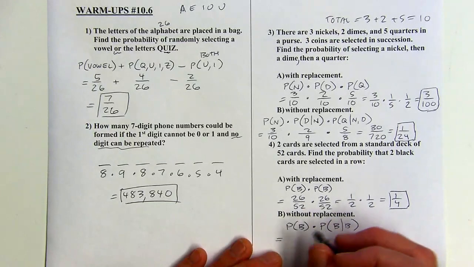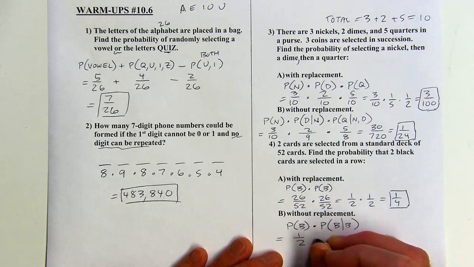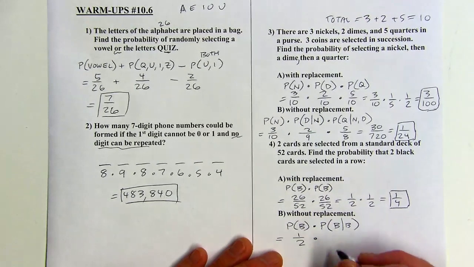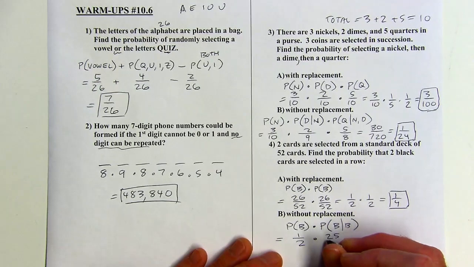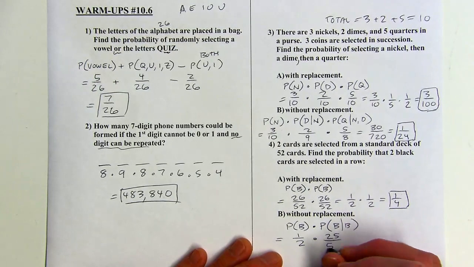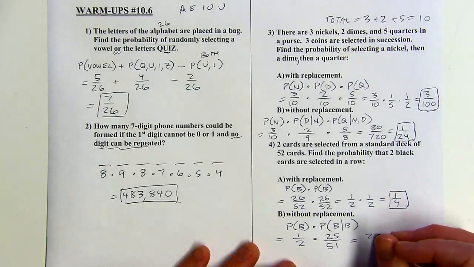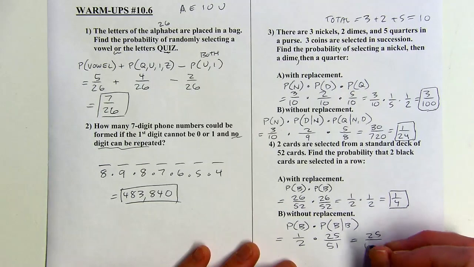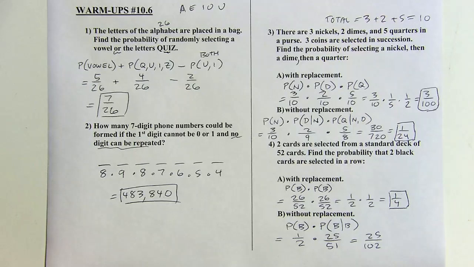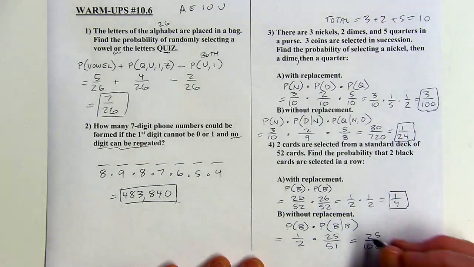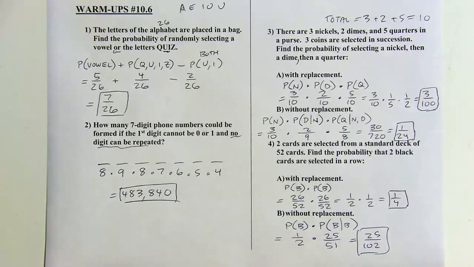Okay, so I'm just going to use 1/2 for the black cards. That would be 26 out of the 52. Okay, but now on the second draw, there's only 25 black cards left instead of 26, and there will only be 51 cards. And then I multiply straight across. I'm going to get 25 over 102, and that will be reduced. And so that's our solution. And that's the end of the warm-up, and I'll see you next time.